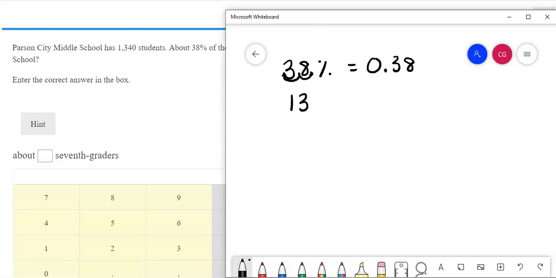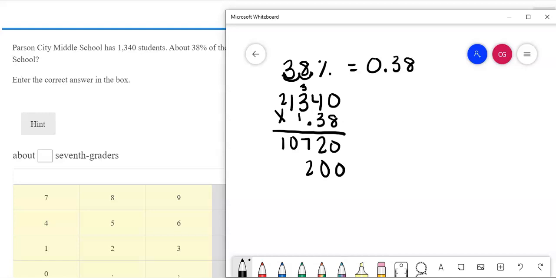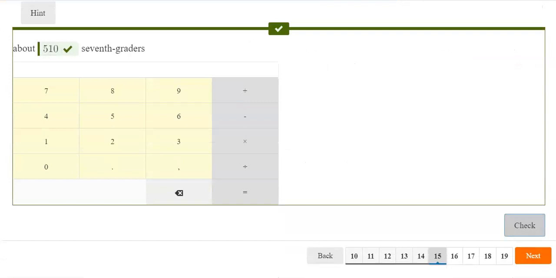I have 1,340. Then I'm going to multiply by 0.38. So I get 0, 32, 24, 27, 8, 9, 10. I have a 0, another 0, a 12, 9, 10, 3, 4. I get a 0, a 2, a 9, a 0, and a 5. And it says about. So I'm going to have to round because I have this extra decimal. I can't have a decimal of students, so it's going to be about 510 students.